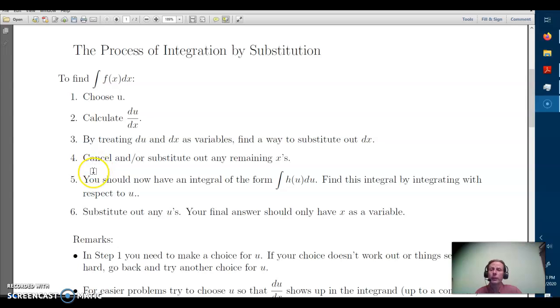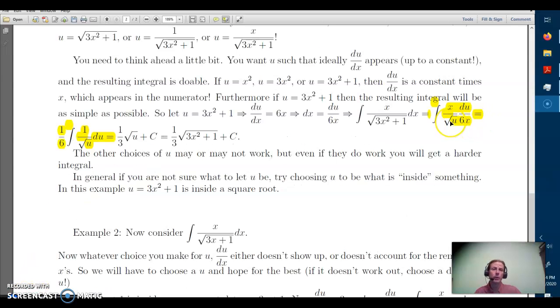For step 4, you want to get rid of any remaining x's. Having substituted out the dx, there'll often be some x's left over. If you've chosen u well, a lot of times the remaining x's will just cancel at this point. Even if they don't cancel, sometimes you can find other ways to get rid of them. In our example, after we substituted out the dx, we wound up with the integral of x over the square root of u times du over 6x. And hopefully you all realize that having x in the numerator and x in the denominator allows us just to cancel them. Once those two x's cancel, there are no x's left over, and we wind up with 1/6 times the integral of 1 over the square root of u du.